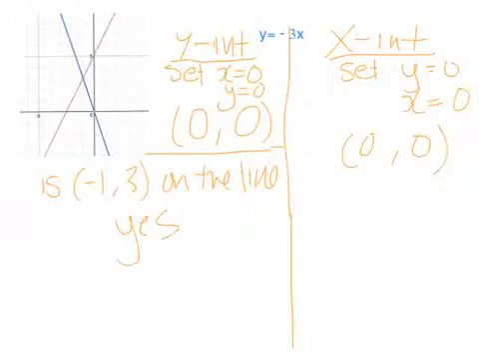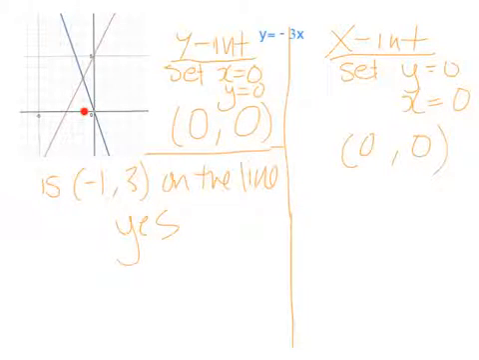Okay, so these are the answers. As you can see, if we look at it, the y-intercept is over here. And amazingly enough, the x-intercept is in exactly the same place. Don't worry about that. So it's got the same x and y-intercept. And is (-1, 3) on the line?